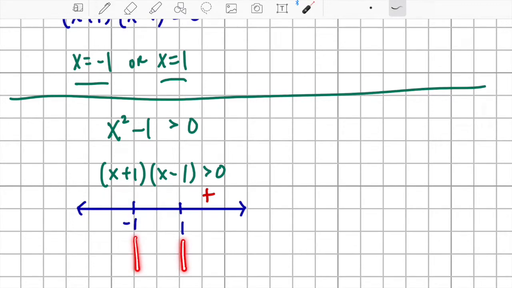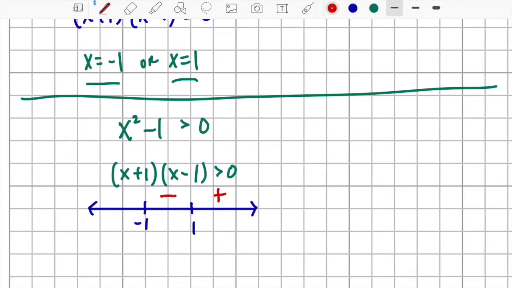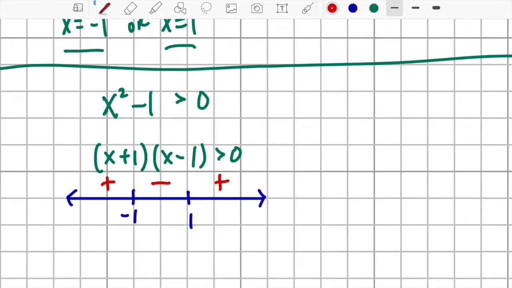Then we pick something between -1 and 1, and the easiest one will be 0. If I plug in a 0 here, we get +1. If I plug in a 0 here, we get -1, and a positive times a negative is negative. Now we pick something that is less than -1, like -2. If I plug in a -2 here, we end up with a -1. If I plug in a -2 here, we end up with a -3. So negative times negative is positive.